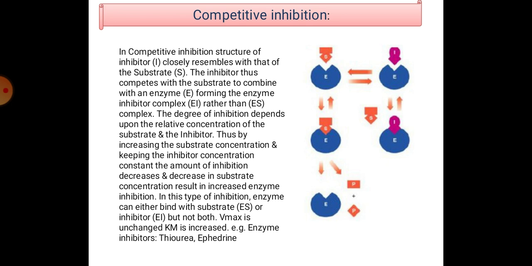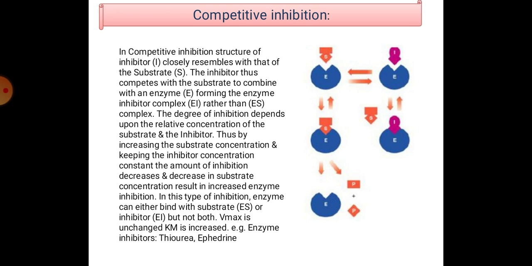In competitive inhibition, the structure of the inhibitor closely resembles that of the substrate. The inhibitor thus competes with the substrate to combine with the enzyme, forming the enzyme inhibitor complex rather than the enzyme substrate complex. The degree of inhibition depends upon the relative concentration of substrate and the inhibitor. Thus, by increasing the substrate concentration and keeping the inhibitor concentration constant, the amount of inhibition decreases; a decrease in the substrate concentration results in increased enzyme inhibition.